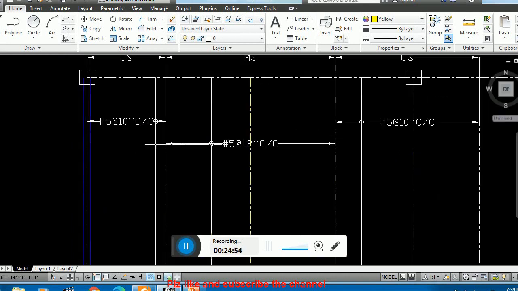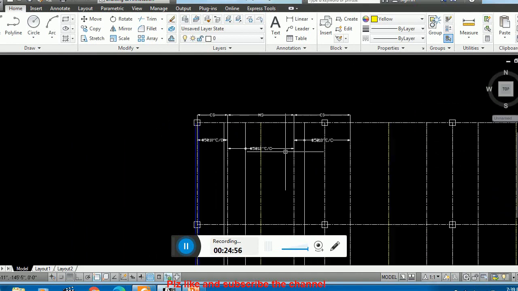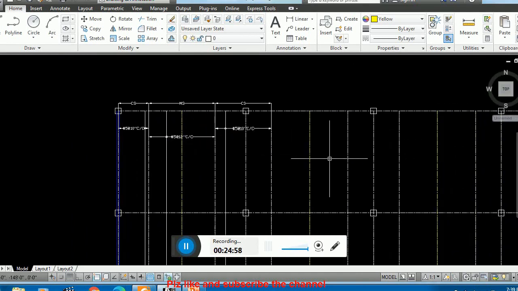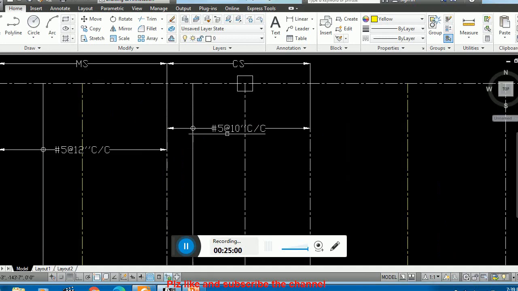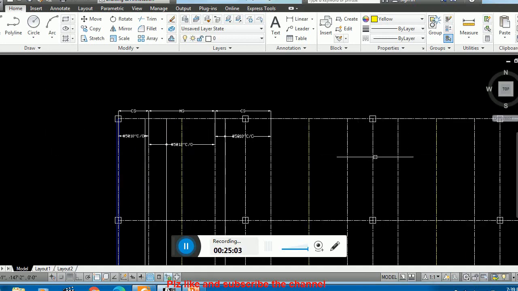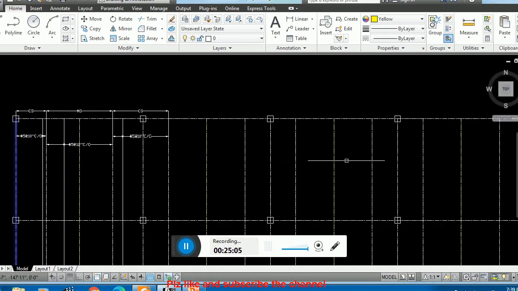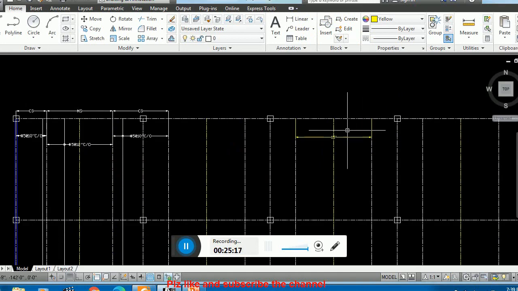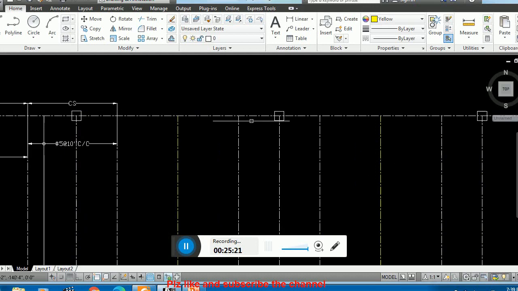Through all panels. Now remember, this number 5 at the rate of 12 inch center to center will be provided in this middle strip. Similarly, this number 5 at the rate of 10 inch will be provided in this column strip. Similarly, this is the middle strip. Remember, the middle strip starts from this point to this point, and this is very important. And similarly, the distances of the column strip we already calculated.